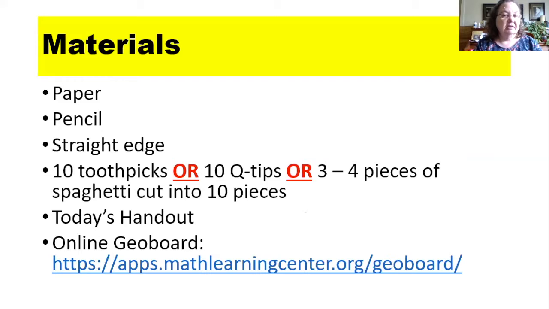The materials you're going to need for today are paper, pencil, a straight edge of some kind. Remember last week we talked about using a ruler or even a piece of folded paper. 10 toothpicks or 10 Q-tips or 3 to 4 pieces of spaghetti cut into 10 pieces. We just need something long and straight that we can deal with. Today's handout. And if you would like, there's an online geoboard that you might like to use either during the lesson or after the lesson. So I'll give you a few minutes to get these things together.